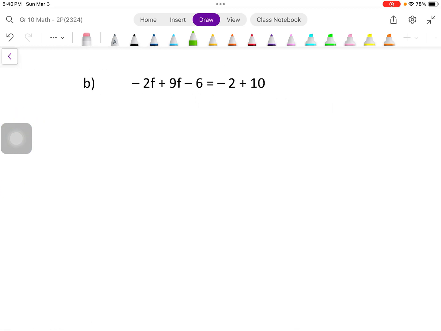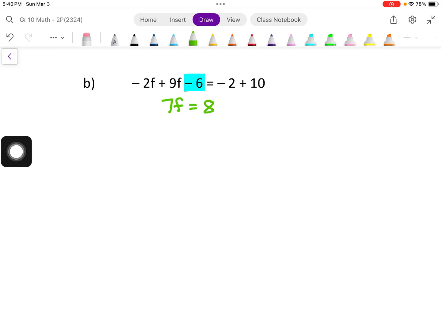Okay, one last question. So we have two variables that need to be simplified. We're going to put them together. A negative 2f plus 9f, and that is equal to 7f. So those are staying in front or on the left side of the equation. And then we have this negative 6, this constant that we want to move to the opposite side. And I'm going to simplify right away here. So I have a negative 2 plus 10.